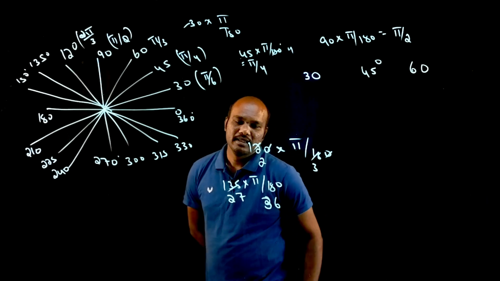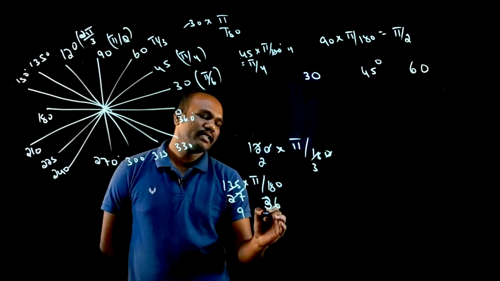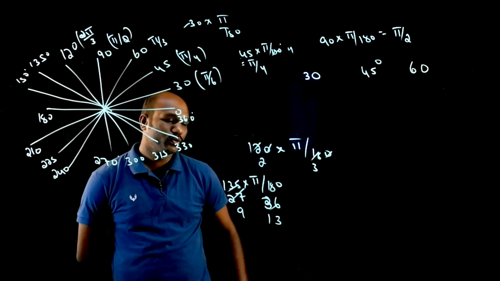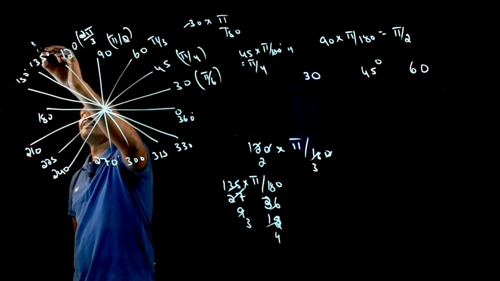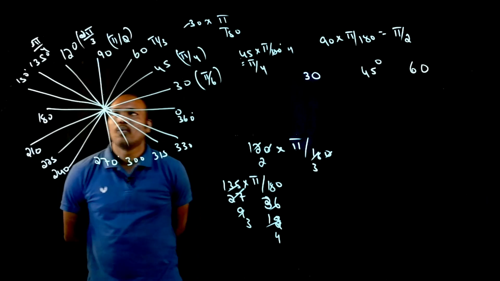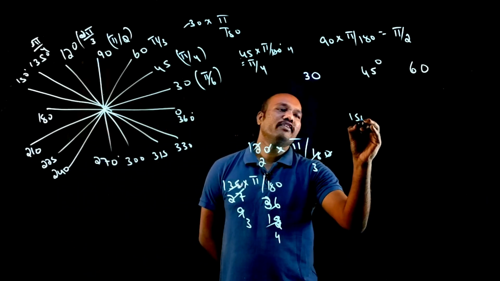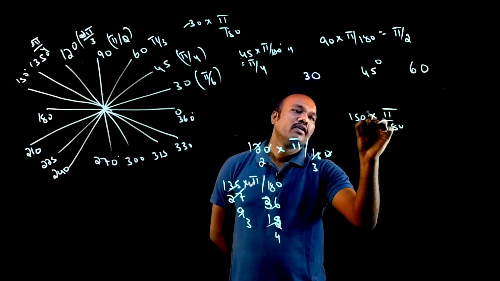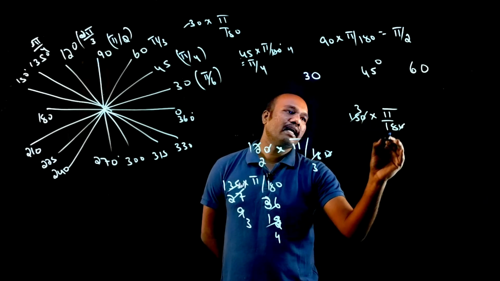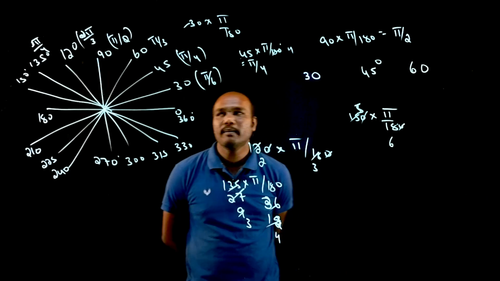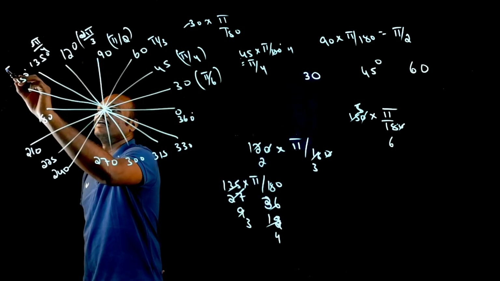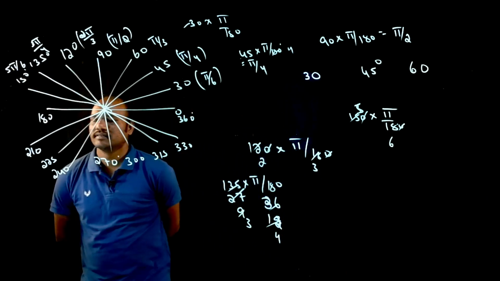Yes or no? Again, 3 9s are 27. 3 1s are 3, 3 3s are 9, 3 2s are 6. Again, 3 3s are 9, 3 4s are 12. So this is 3 pi by 4. What about 150 degrees? 150 into pi by 180. The zeros cancel. 5 3s are 15, 3 5s are 15, 3 6s are 18. So this will become 5 pi by 6.